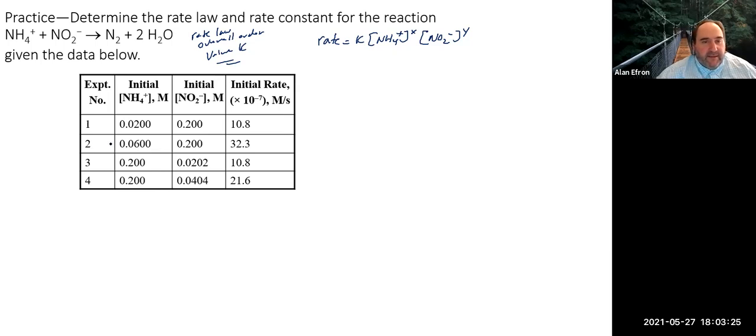And we're just going to kind of do the same thing. We're going to look for where we can keep one constant. So it looks like if we actually take 1 and 2 here, we could keep the NO2 minus constant. So we'll start with that. Using 1 and 2, we're going to put the larger value up on top in terms of the rate. So that's going to be 32.3. And a reminder that you do want to make sure you read the title there, or the column, because that's actually times 10 to the minus 7, which may not make a difference in this part of the calculation, but will make a difference in terms of the rate constant calculation that you might do.